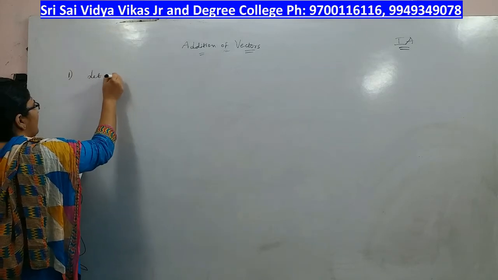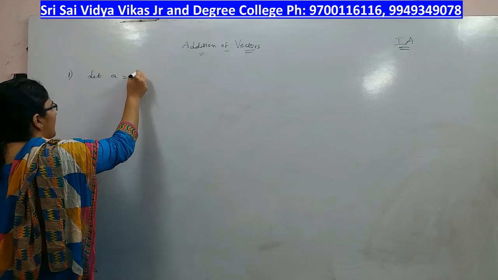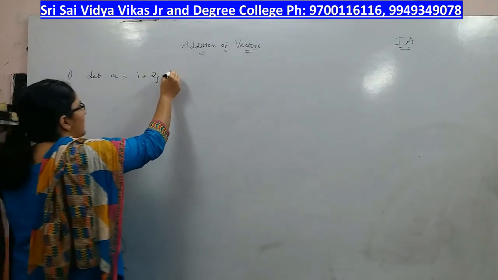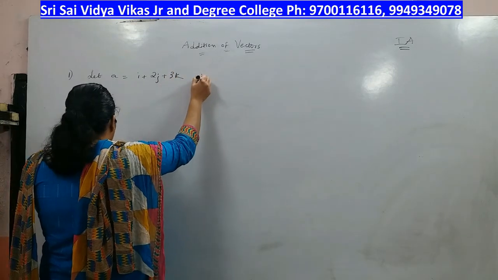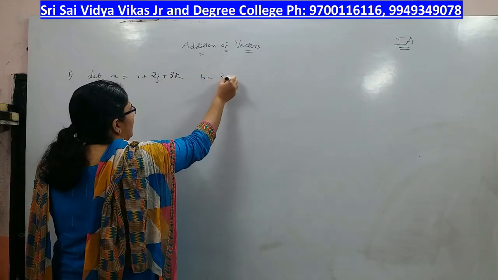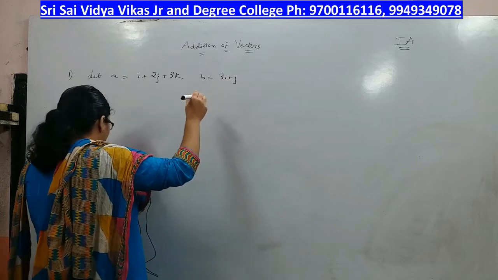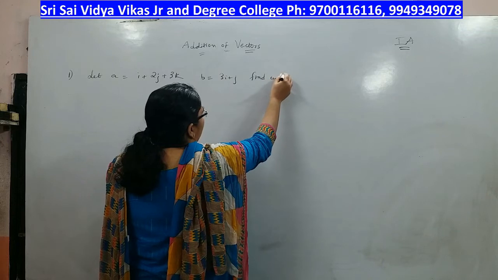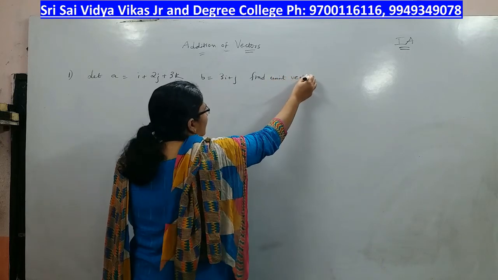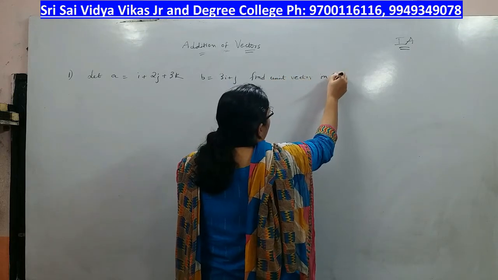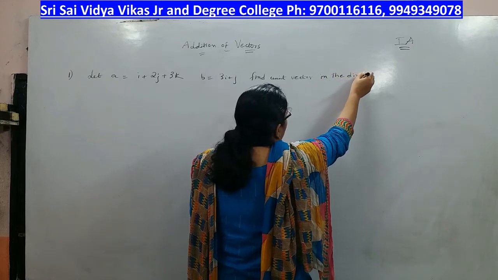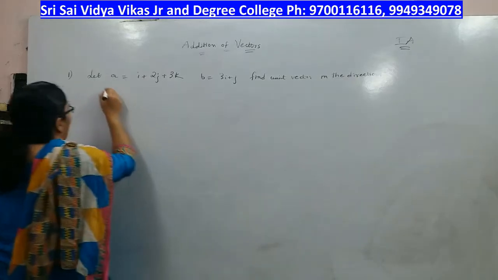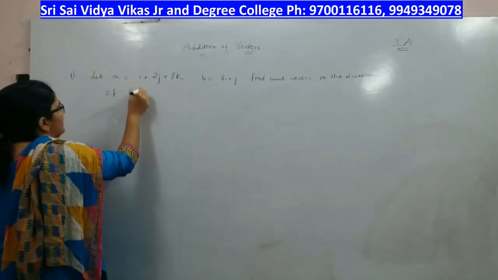Let A is equal to i plus 2j plus 3k, B is equal to 3i plus j. Find the unit vector in the direction of A bar plus B bar.